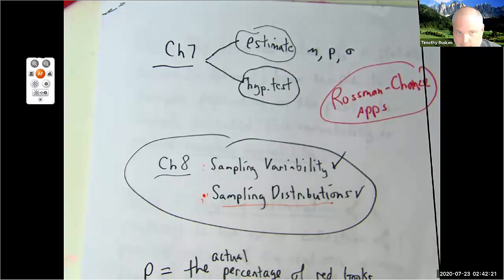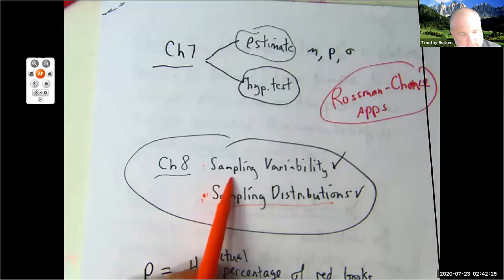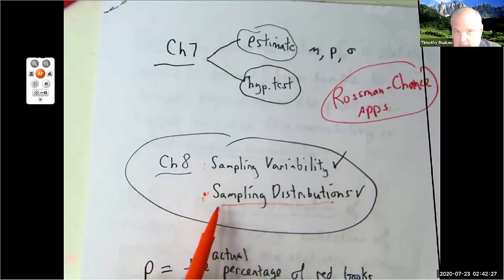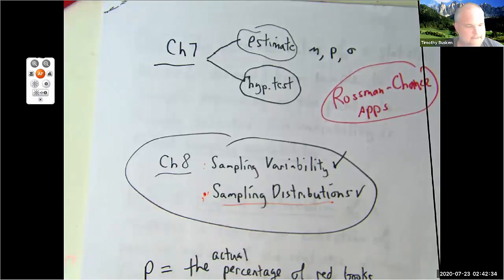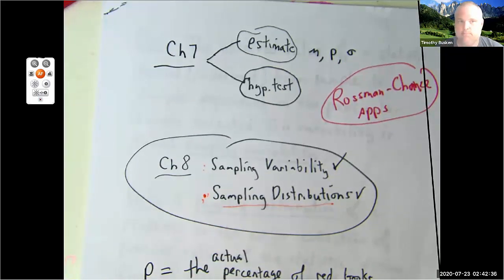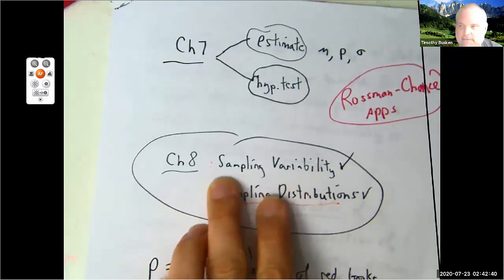So right now, I want to get you to wrap your head around what sampling variability is, and then even tougher, get you to wrap your head around what a sampling distribution is. Okay, so I want to give you a couple examples, and then we'll present you with some of the definitions. First, let's talk about sampling variability.